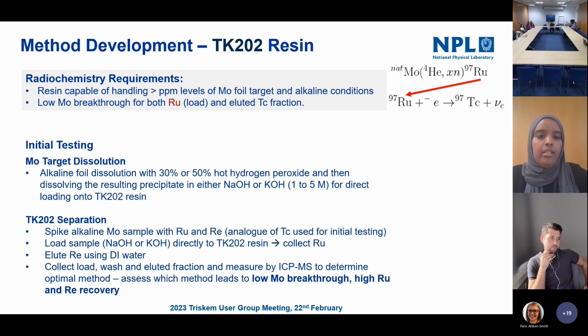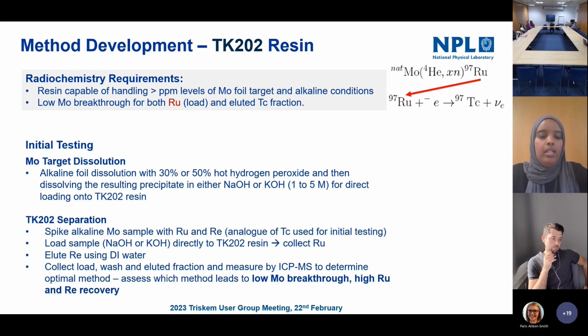So to address this, we did some initial method development with TK202, where we looked at preparing an aqueous stable mix with molybdenum, ruthenium, and rhenium as an analog for technetium, to see if we could firstly address the challenge of having to handle large amounts of the target, in this case natural molybdenum, but also to know what the behaviour of the ruthenium was, and then rhenium, which was the analog we used to track the behaviour of technetium.